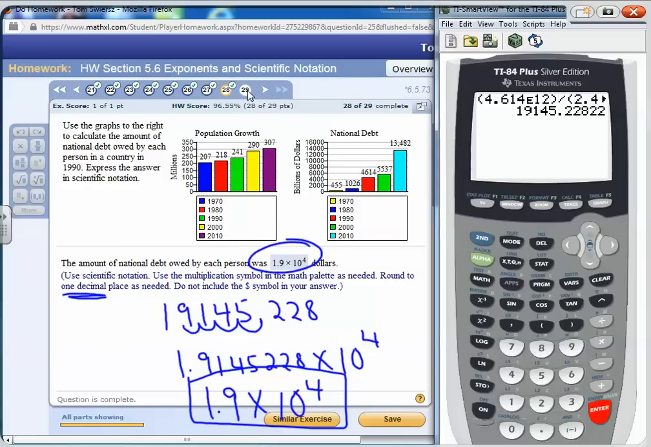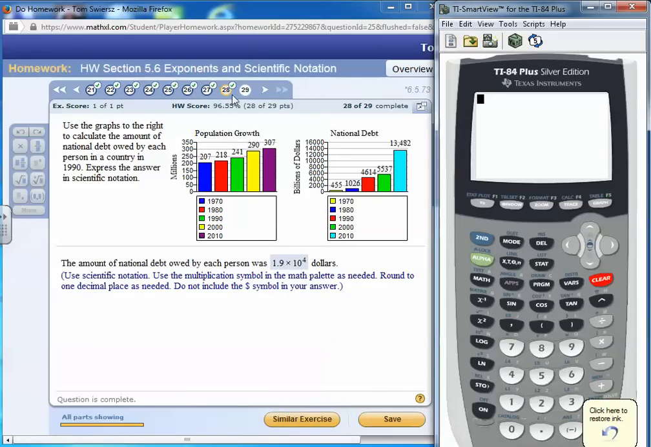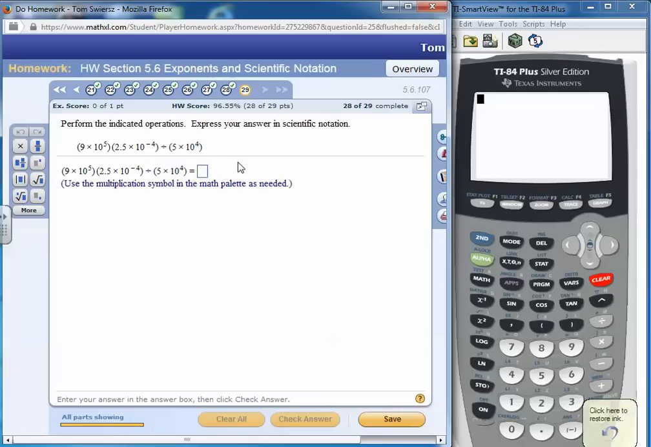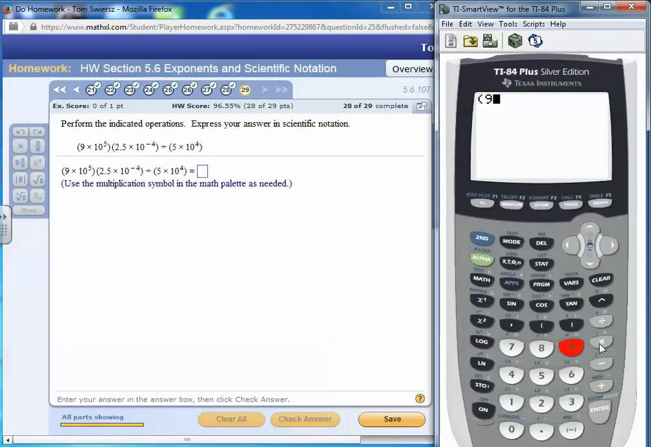Very good. All right, let's look at number 29. Perform the indicated operation, write your answer in scientific notation. Again, we can just simply use our calculator. So if you just want to do 9 times 10 to the 5th power, and then get out of the exponent, and then a right paren, then a left paren will be multiply. The second number is 2.5 times 10 to the negative 4. Get out of the exponent, right paren, and then there's a division.